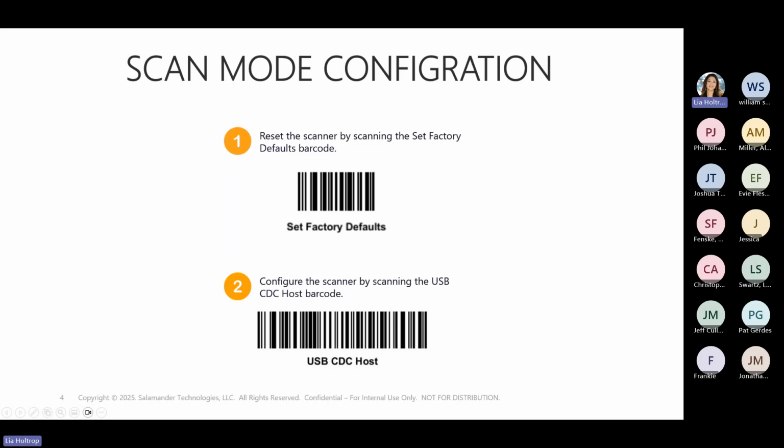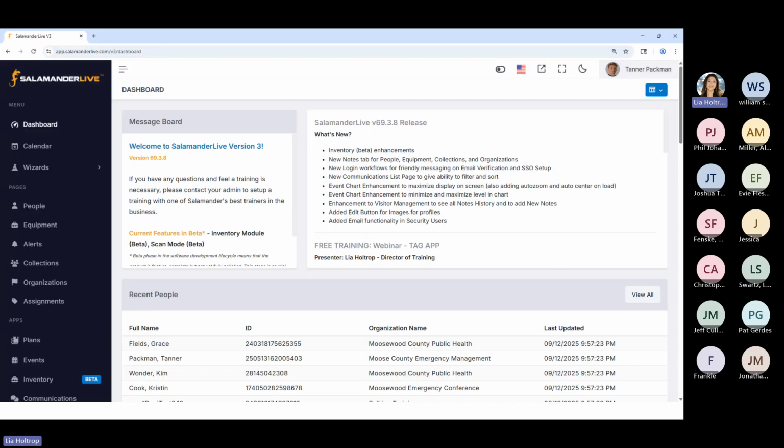If successful, the scanner should sound and reboot again, and then create a virtual serial port in the Windows Device Manager. Your scanner, after that, should be ready to connect to Salamander Live for scanning. So how this works, once you scan both these barcodes in and you've got your scanner configured, you log into Salamander Live. At the top here, you're going to see the scan mode feature. This is how you turn it on.